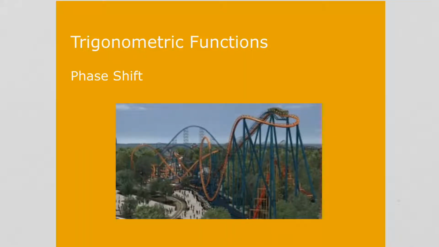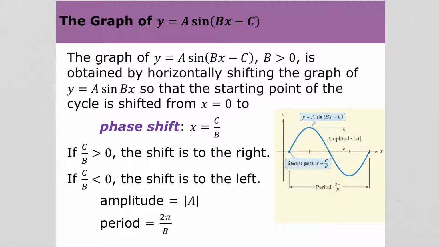We've already talked about the sine and cosine curves and about amplitude and period. Now we're going to throw in phase shift. So the amplitude is still A, the number in front. The period is still 2 pi divided by B, the number in front of the x. And now the phase shift is C divided by B. And this is where y equals A times sine of (Bx minus C).